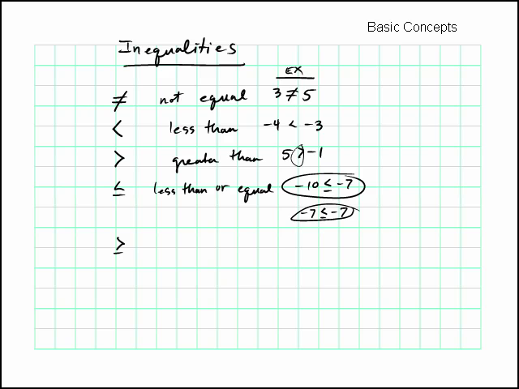And then we have the greater than or equal to sign. And an example of that would be 3 is greater than or equal to 3. 7 is greater than or equal to negative 2. A couple examples of that using that symbol. Okay, next.